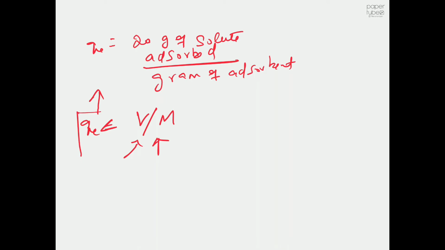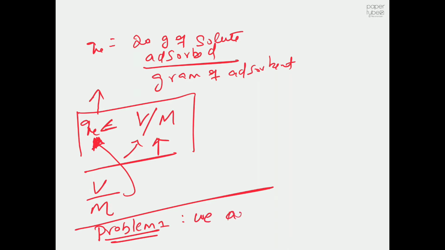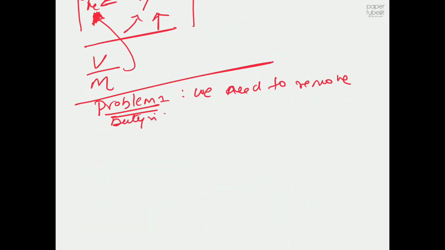In QE we have this quantity called V by M. So why do we need this parameter V by M in QE? Because it helps to calculate a lot of things. That's what we are going to learn in this lecture. So let's assume we did the equilibrium experiment. I hope yesterday I showed you something like butyric acid adsorption by activated carbon. So let's repeat the same process. Let's call this problem 1. Let's say we need to remove butyric acid from fermentation broth.